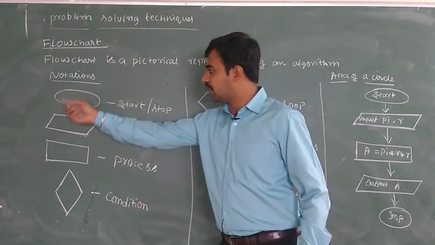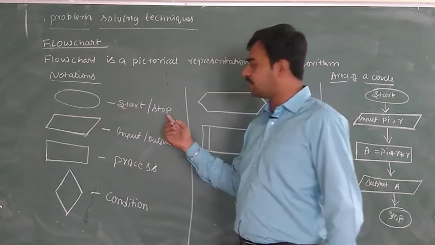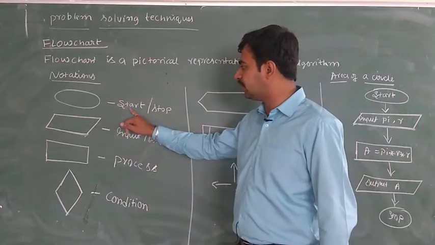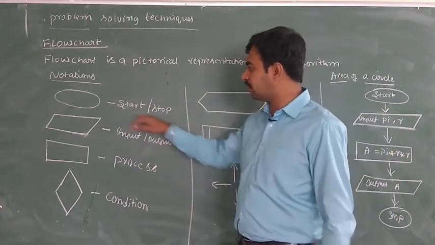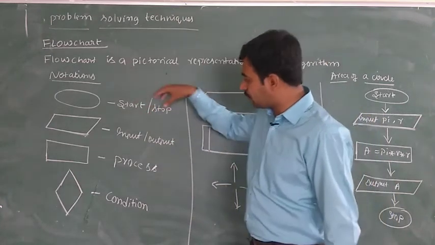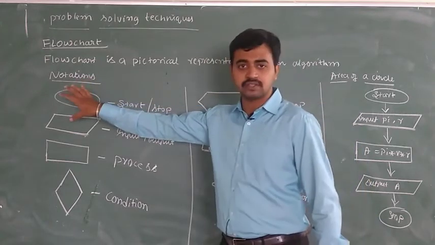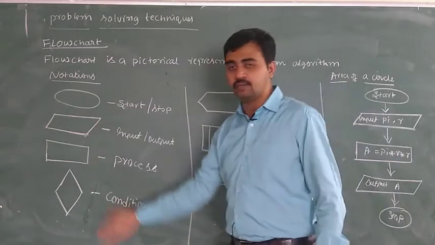First we have an oval shape. This oval shape is defined with what? Start or stop. Step 1 will always be start, or any other thing, and stop will be at the last. If you want, you can start the flowchart with start in the oval shape. Otherwise, you can start directly with the input or output.